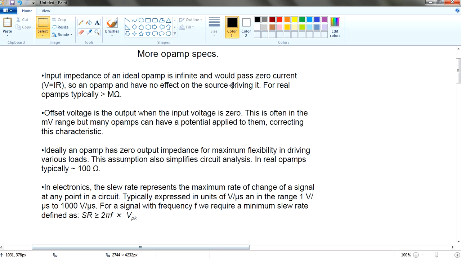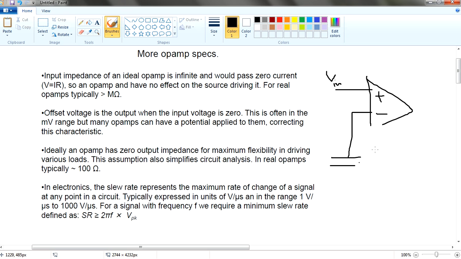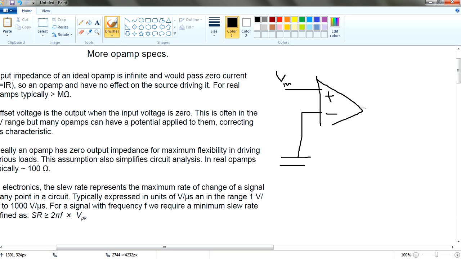What this means is that if you have an op-amp, there is a V in, there's a plus and there's a minus, and there's a V out. In this case, if you have a V in that is 0 voltage, you know that there will be a feedback system to the negative side, ensuring that this will also be 0 voltage.